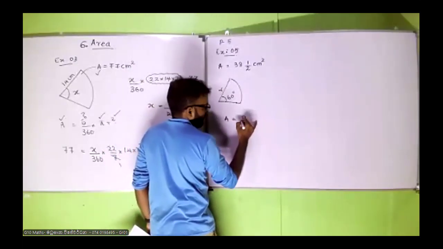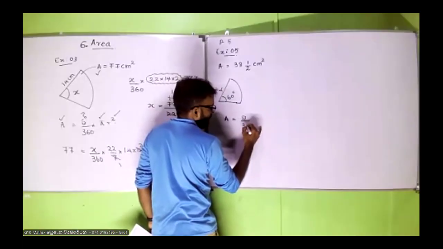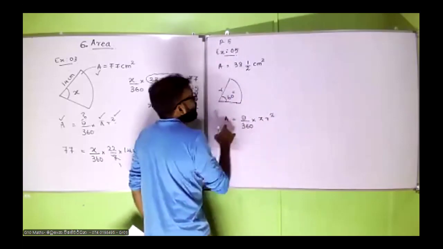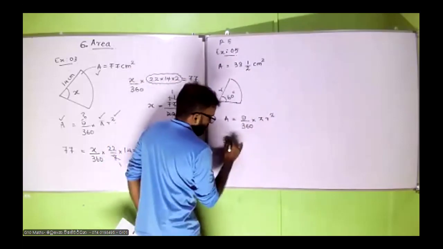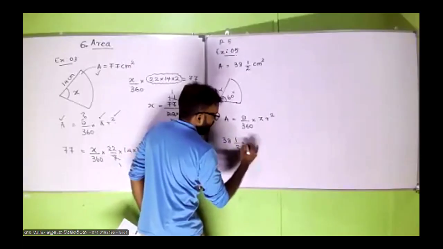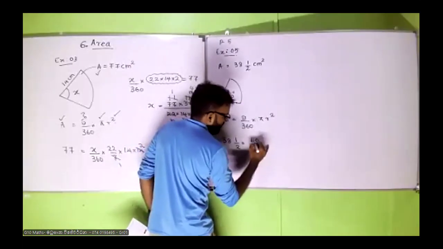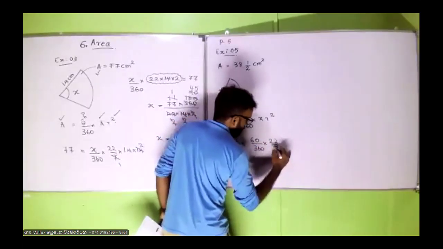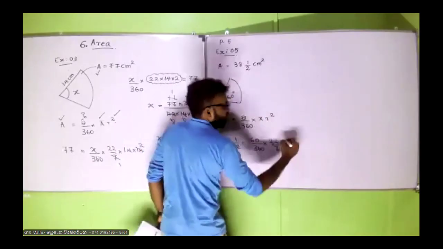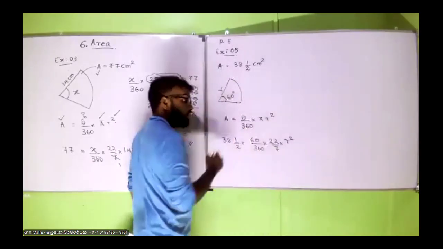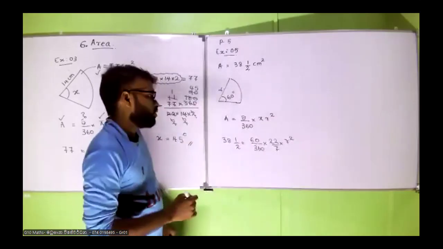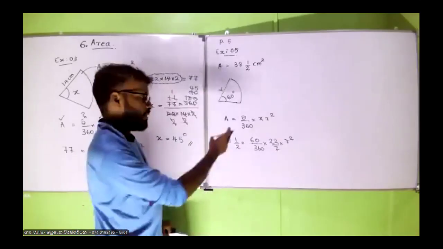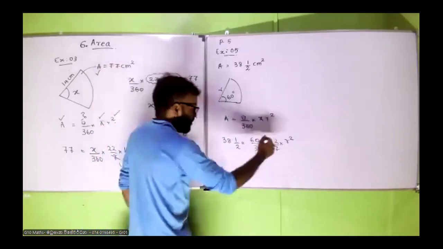The area of a sector of a circle can be written as A equals theta divided by 360 times pi r squared. So A is given, 38 and a half, equals theta, which is 60 degrees, over 360, multiplied by 22 upon 7 multiplied by r squared. You have to find r squared, so change the sides and make r squared the subject.